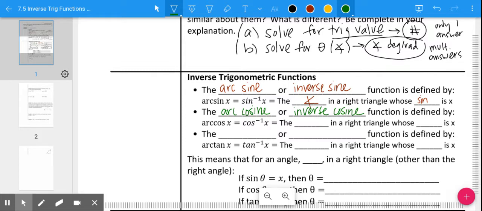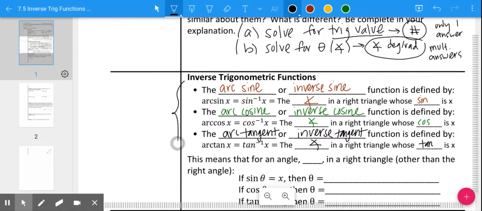Function is defined by arc cos of x or cos inverse of x. And what that is, it's the angle in a right triangle whose cosine is x. And then we have another one, the arc tangent function, or the inverse tangent function. And what that is, it's arctan of x, or tan to the negative 1 of x is how we write it. And what it is, it's the angle in a right triangle whose tangent is x.